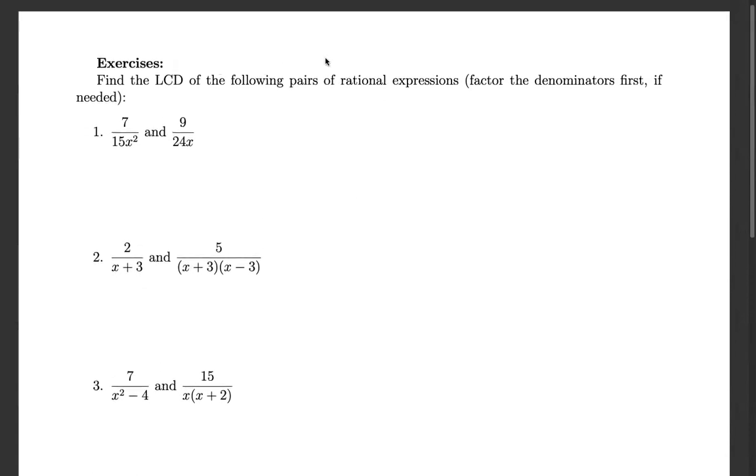Okay, let's see. This is exercise 3. So the first one we have 7 divided by 15x squared. Second one 9 over 24x. So basically we need to find the least common multiple of 15x squared and 24x, or the least common denominator of those two rational expressions.